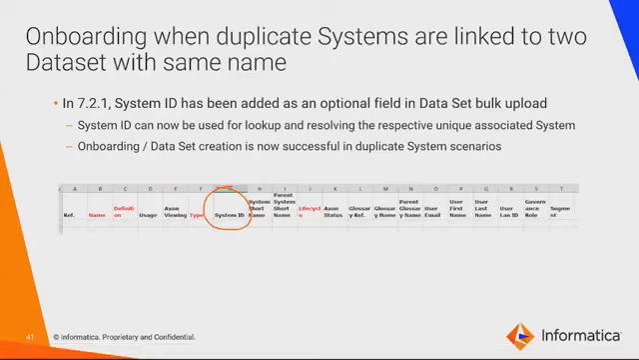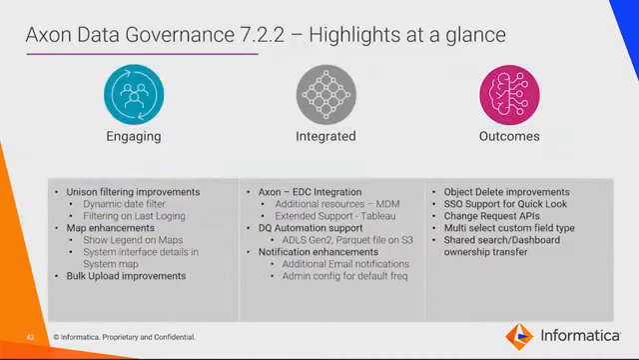These were the capabilities which were added in 7.2.1. So now let's look at the 7.2.2 capabilities. Again, we are focusing on the Unison improvements. We have added the dynamic date filtering option or the last login information, which can be used, and maps enhancements to capture the legends or the system interface information, additional bulk uploads, which we have provided.